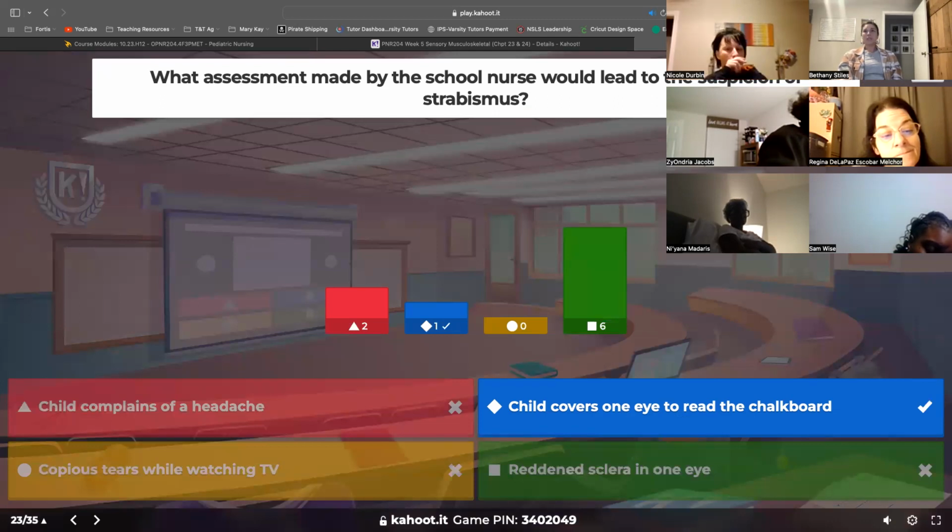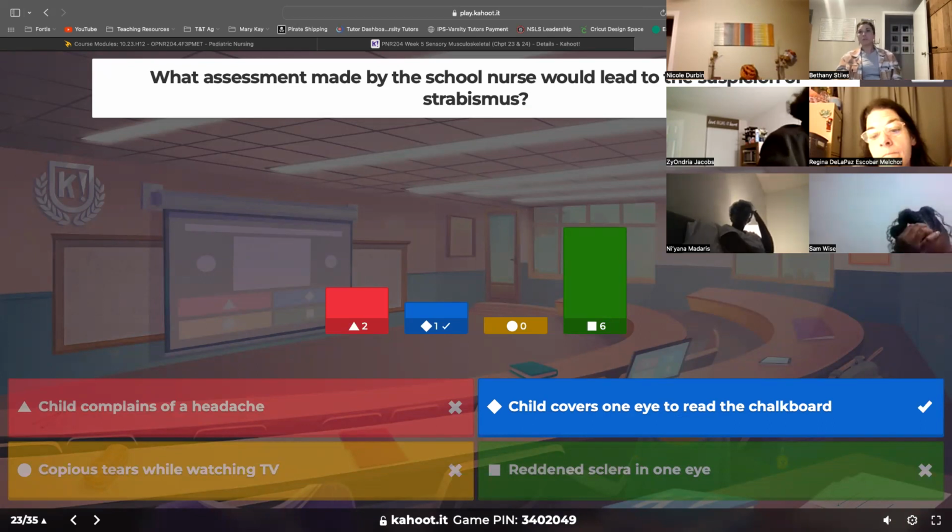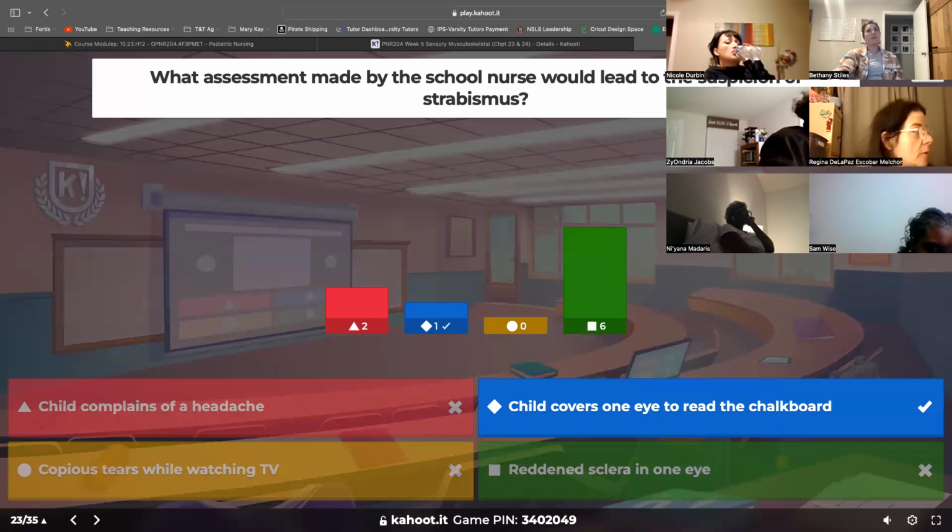Strabismus is your crossed eyes, where both eyes can't focus on the same thing. So you might see a child in school cover one eye so that they can focus on the chalkboard. It's the same thing that we would do with patching. They're trying to get their good eye to focus. But when we patch their eye, we make their bad eye do the work so that it gets better.